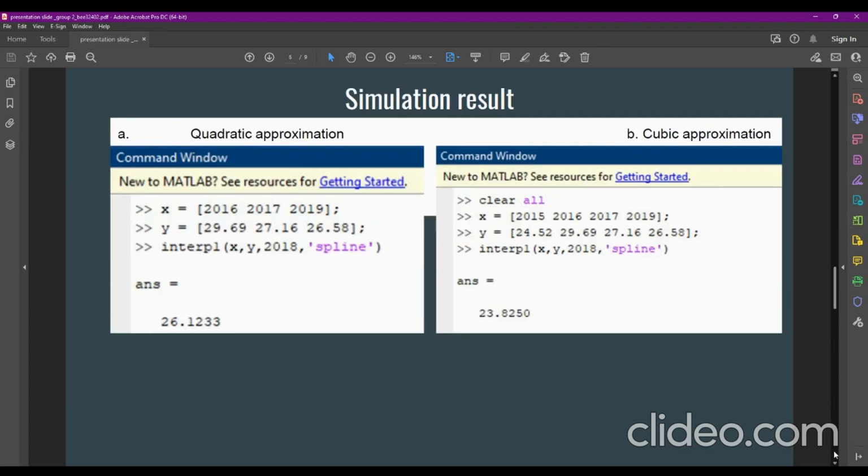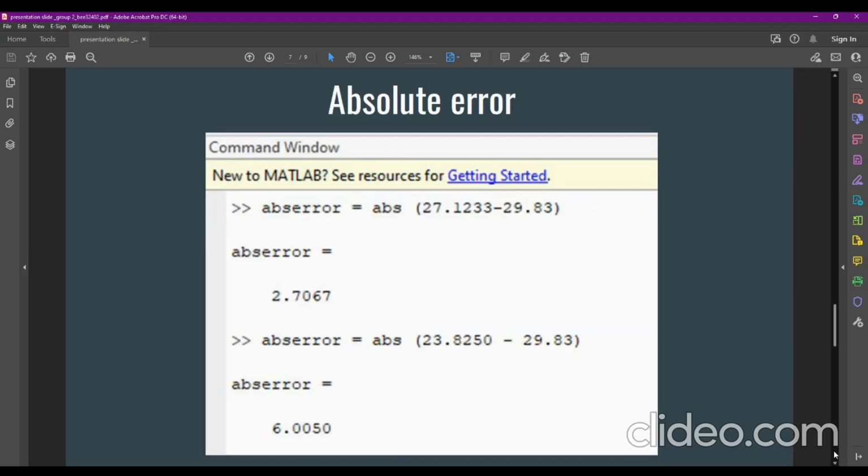For the simulation result, for quadratic approximation, I get 26.1233. It is similar to the manual calculation. For cubic approximation, I get 23.8250. It is also similar to the manual calculation. For the absolute error, for quadratic approximation, I get 2.067067 and the absolute error for cubic is 6.0050. It is all similar to the manual calculations.